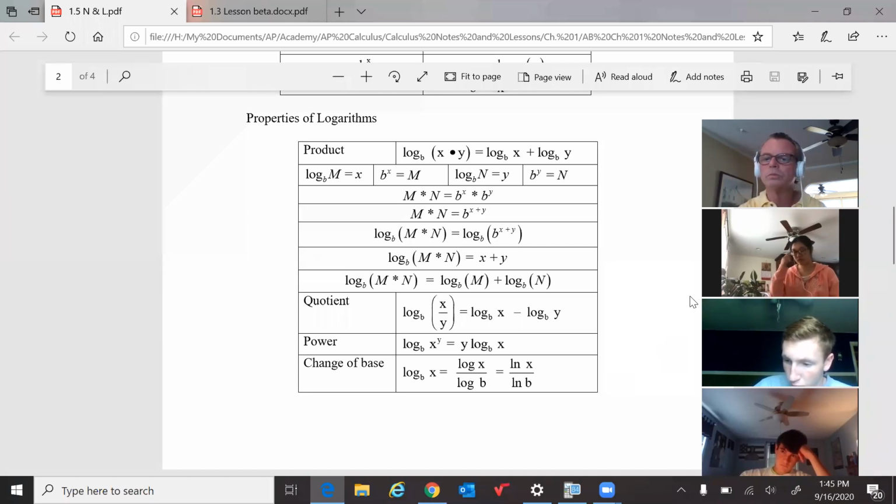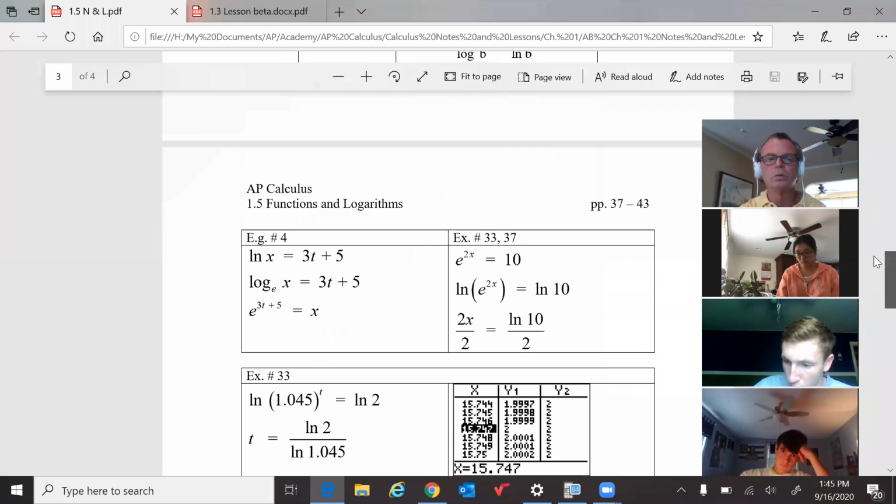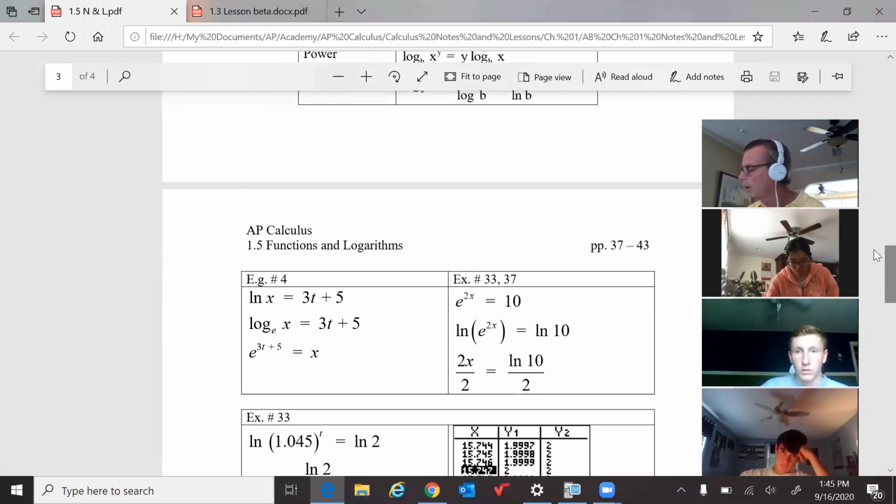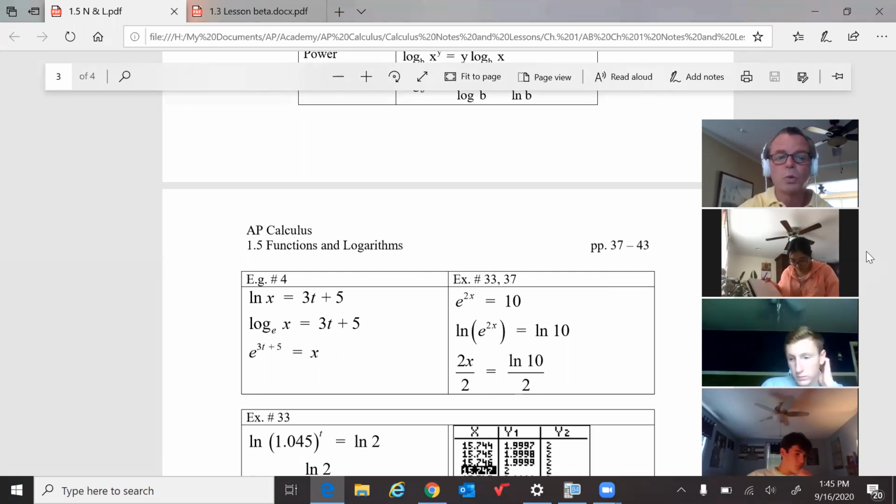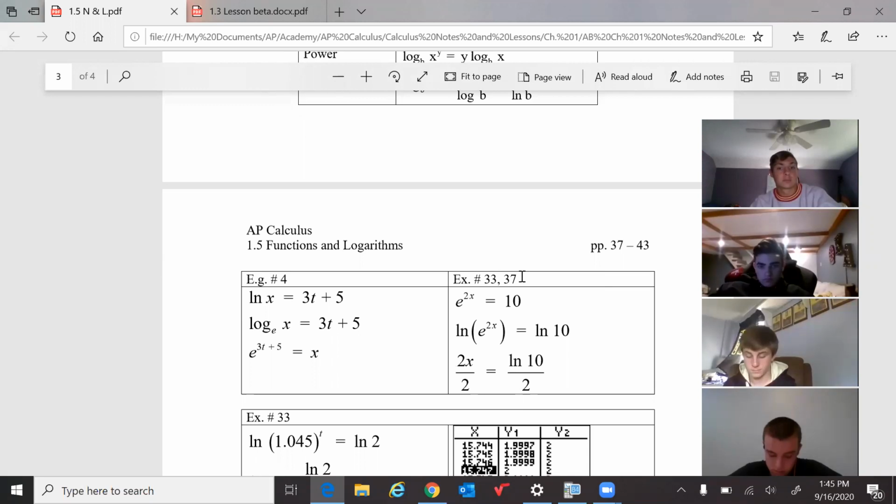So we're going to example 4. I'm on page 41. It says solve for x. So here's the first one: ln x equals 3t plus 5. You want to get x by itself. So I didn't do any work.